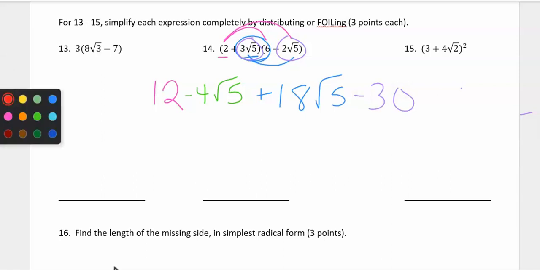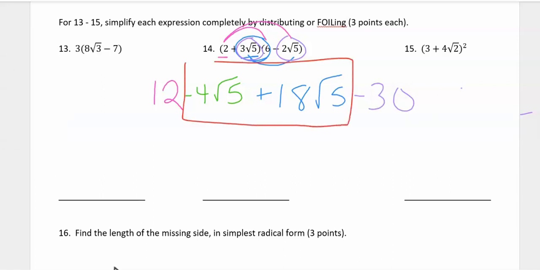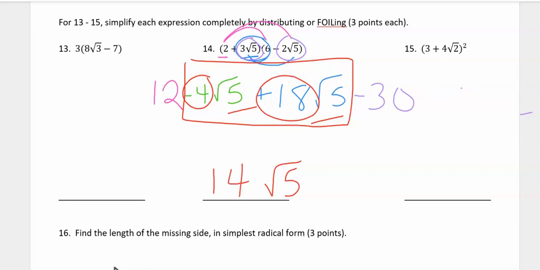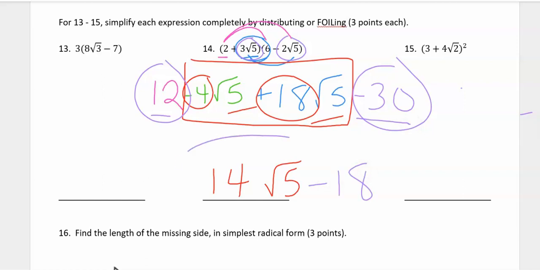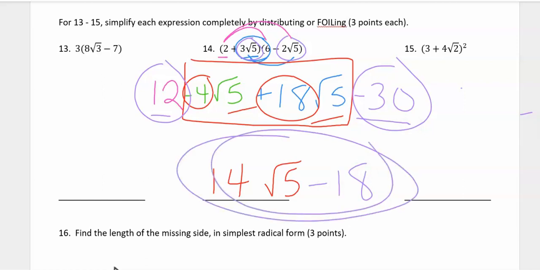Then I want to see what can I put together. So I noticed that in the middle, I have radical 5s. So I know I can add those together. So let's put that down. Okay, so they're both radical 5s. So I have negative 4 plus 18, which is 14 radical 5s. Then I also noticed that the plain numbers on either end, those can be combined. And I'm just going to do it like it looks. 12 minus 30 is negative 18. That is my final answer.